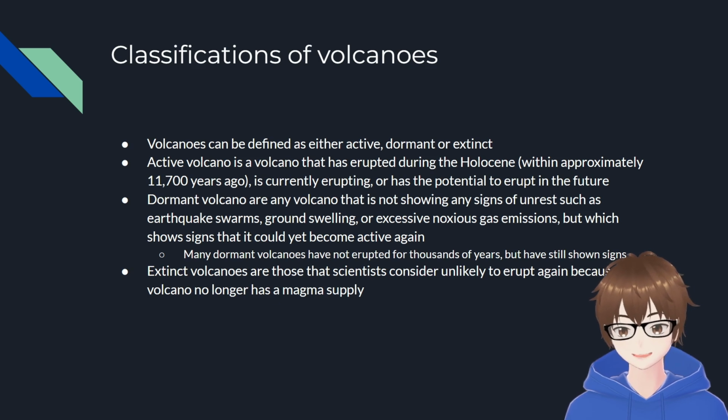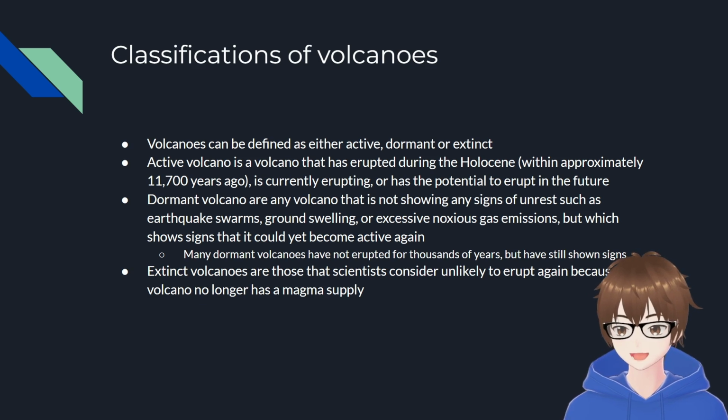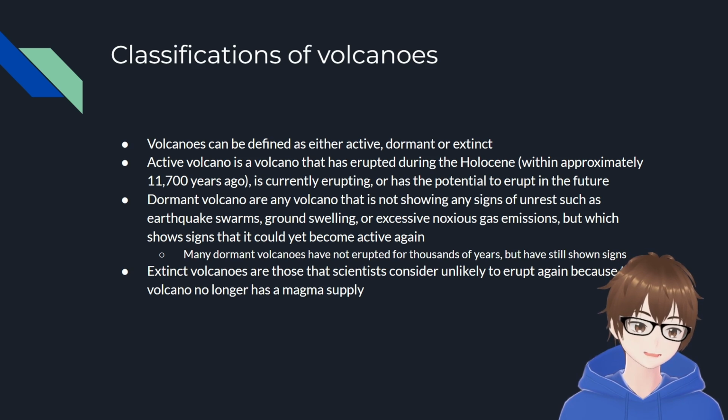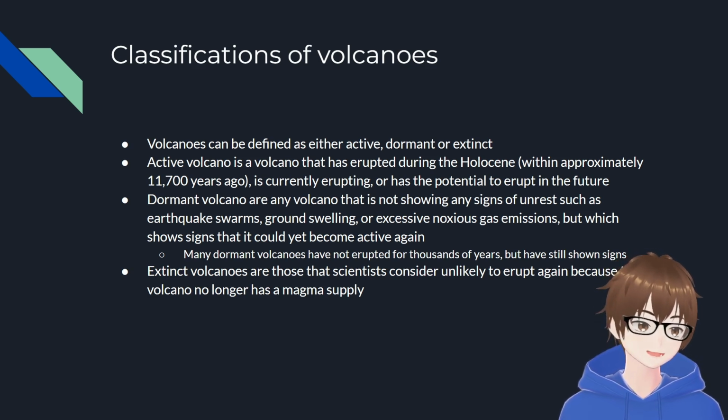There are dormant volcanoes, which are any volcano that is not showing any signs of unrest, such as earthquake swarms, ground swelling, or excessive gas emissions, but which show signs that it could yet become active again in the future. Many dormant volcanoes have not erupted for thousands of years, but have still shown signs. Then we have the extinct volcanoes, which are those that scientists consider unlikely to erupt again because the volcano no longer has a magma supply. So those are the three classifications.